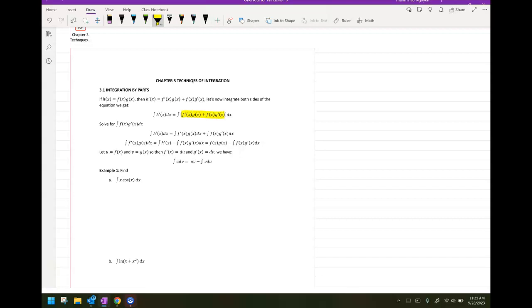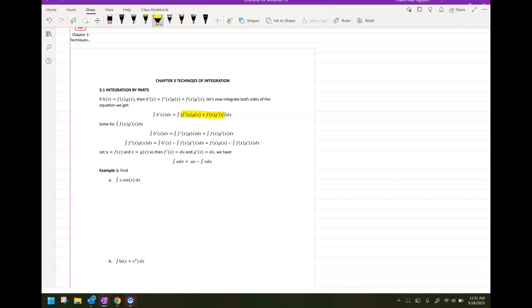Okay, so if we go ahead and solve for the integral of f of x times g prime of x, remember we can use the property of integrals to rewrite the integral as the sum of two integrals, and we can solve accordingly. So we get the integral of f prime of x times g of x dx equals the integral of h prime of x minus the integral of f of x times g prime of x dx.